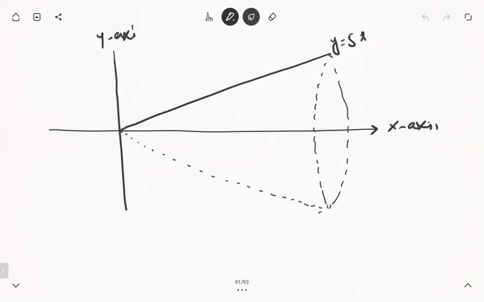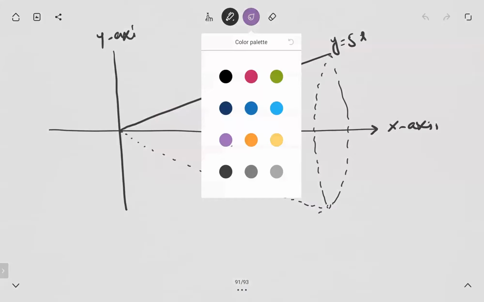Now please see here, I want to calculate the volume of this cone by using a formula. Do you know the formula for the volume of a cone? I hope you remember. What was that?